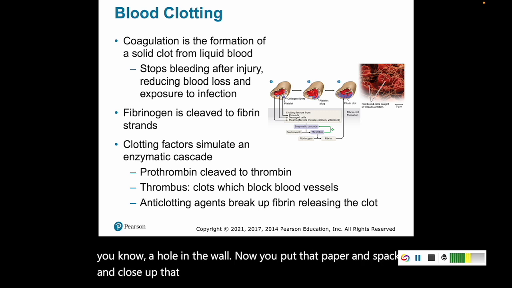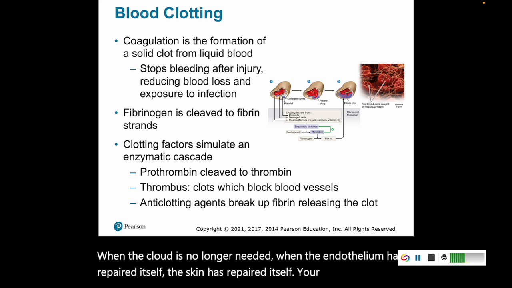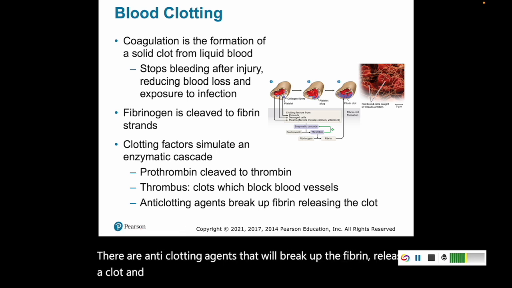When the clot is no longer needed, when the endothelium has repaired itself, the skin has repaired itself, you're back healing up, there are anti-clotting agents that will break up the fibrin, release the clot, and allow it to be excreted from the body.